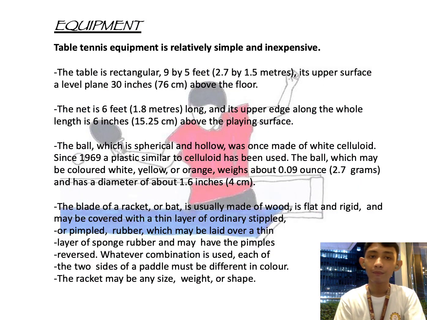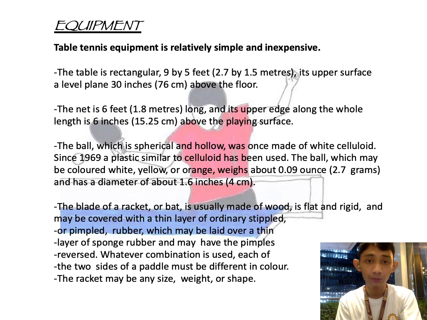Equipment. Table tennis equipment is relatively simple and inexpensive. The table is rectangular, 9 by 5 feet or 2.7 by 1.5 meters. Its upper surface, a level plane 30 inches or 76 centimeters above the floor. The net is 6 feet or 1.8 meters long, and its upper edge along the whole length is 6 inches or 15.25 centimeters above the playing surface.